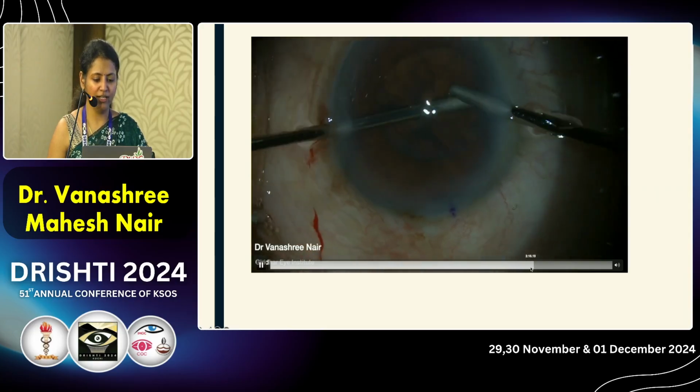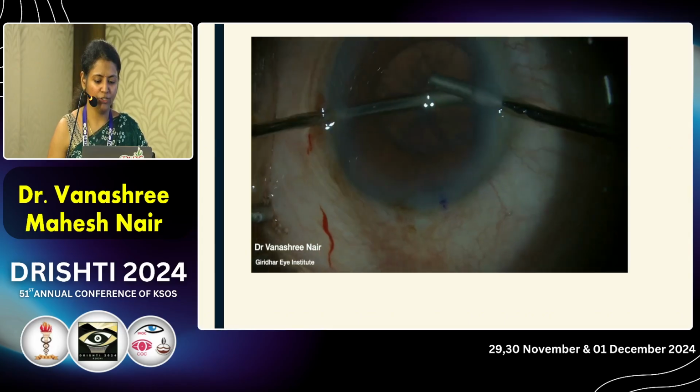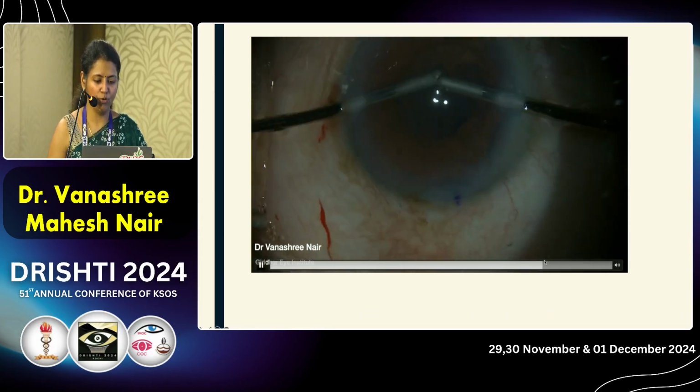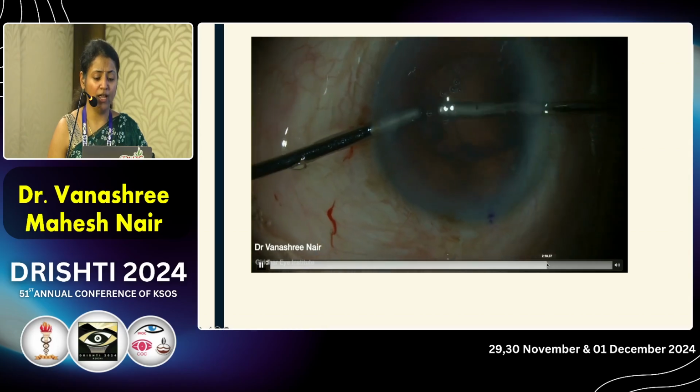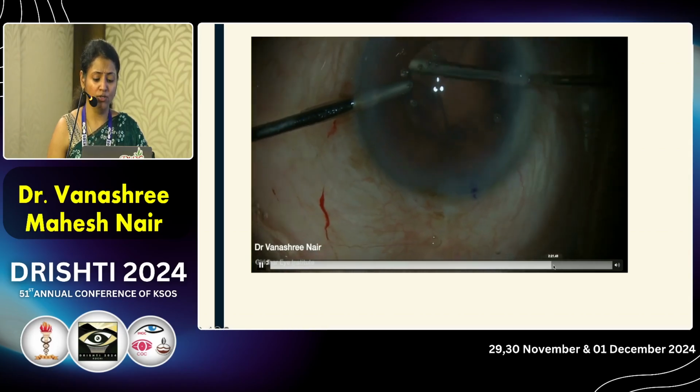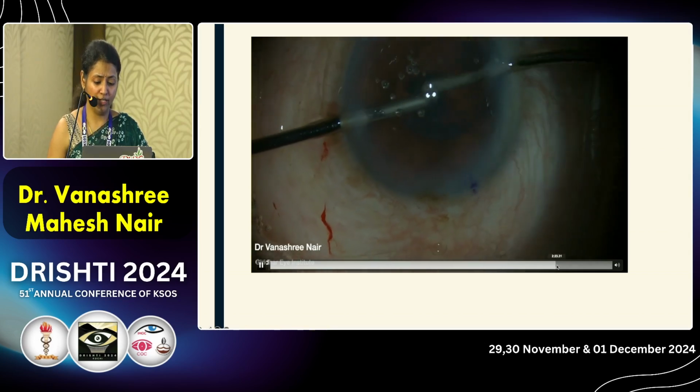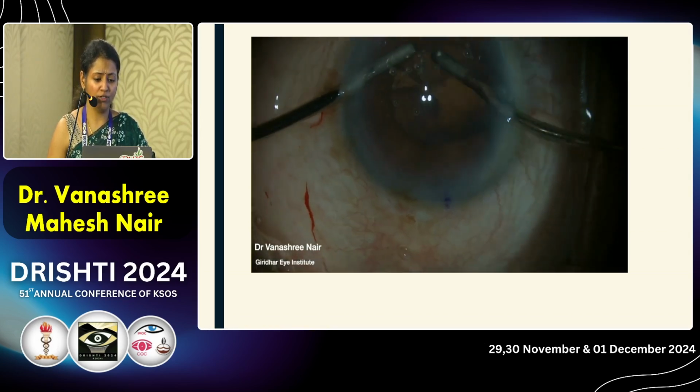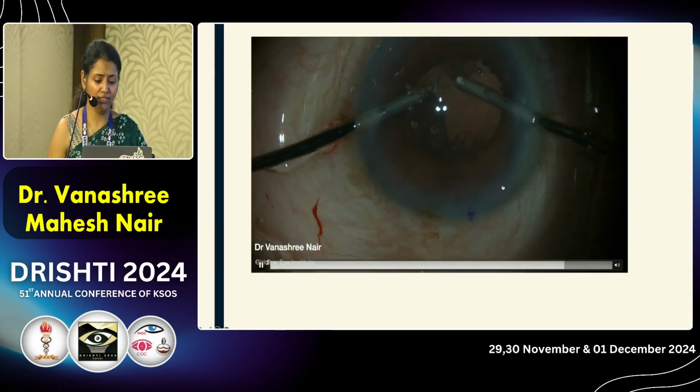So when you're doing irrigation aspiration, ensure that your irrigation is off when you go in, otherwise the iris can pop out. Also, the bottle height, or the IOP, should be a little low, so that the chamber is not too tight and does not give a reason for the iris to pop out.